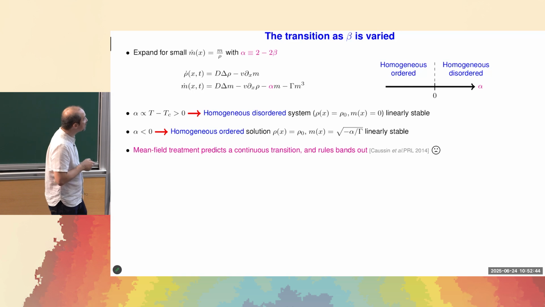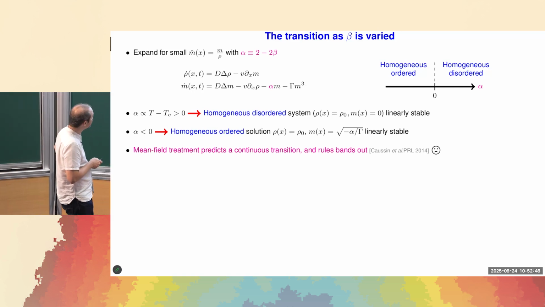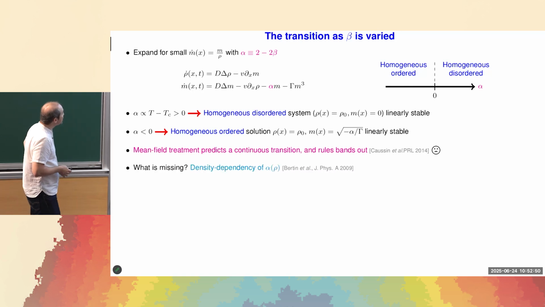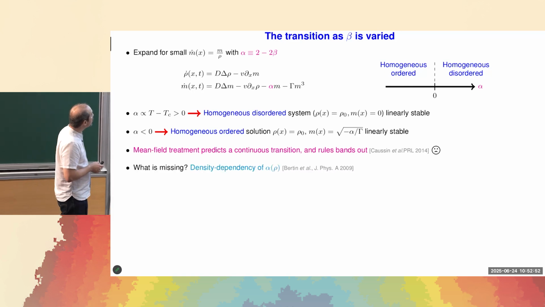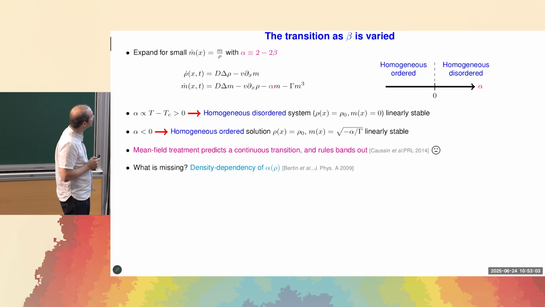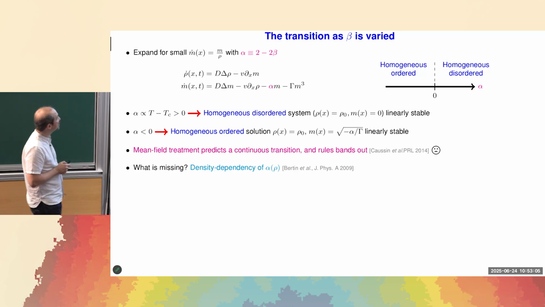You can also show that traveling band solutions are ruled out. So that just means mean field is wrong. So what is mean field missing? We know it since the work of Eric Bertin in 2009. It's the fact that this number alpha here, which when you do mean field is just 2 minus 2 beta, so that the critical temperature is the mean field critical temperature T equal 1.